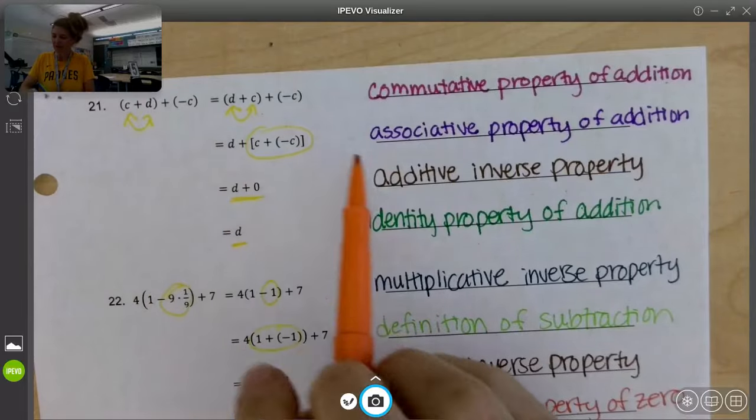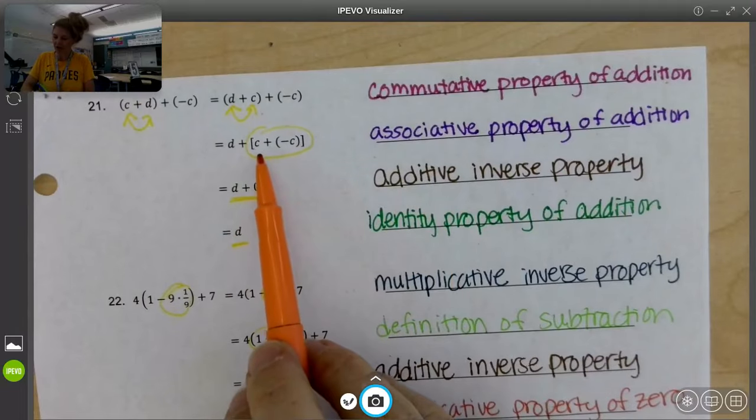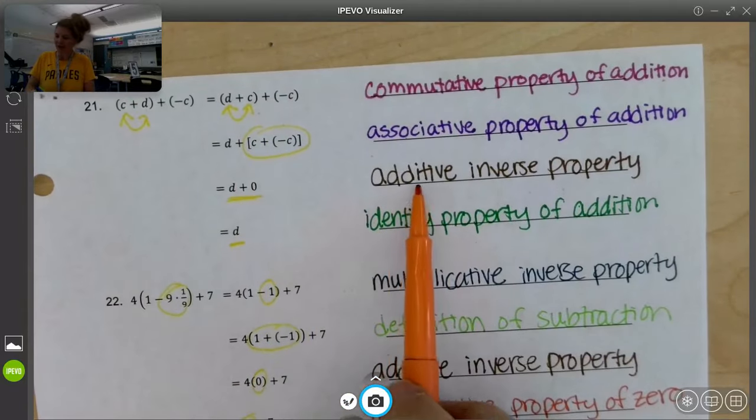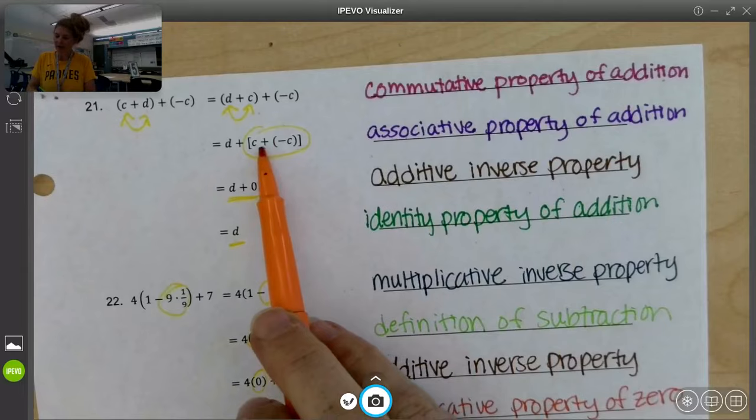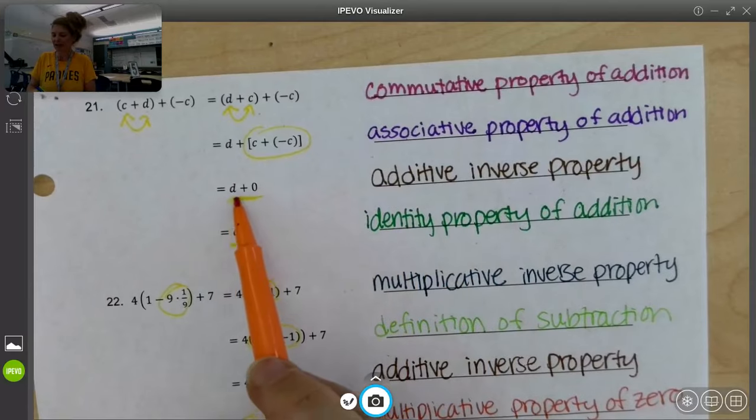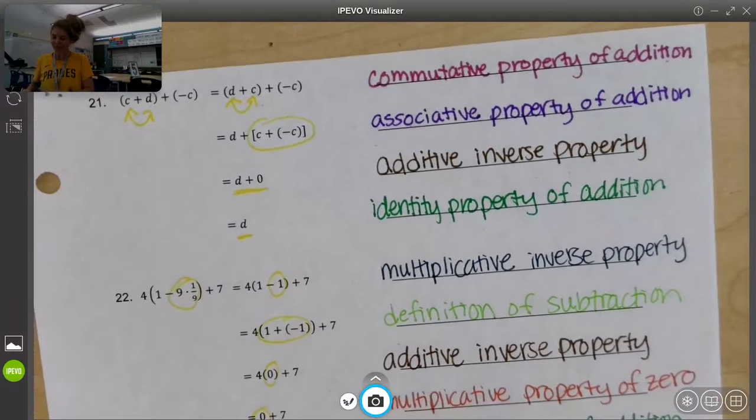Okay, 21, we have commutative property of addition. The numbers moved. Associative property of addition. We regrouped the C's together first. Then we have the additive inverse property. C plus negative C turned into 0. Then we have the identity property of addition saying D plus 0 is equal to D.